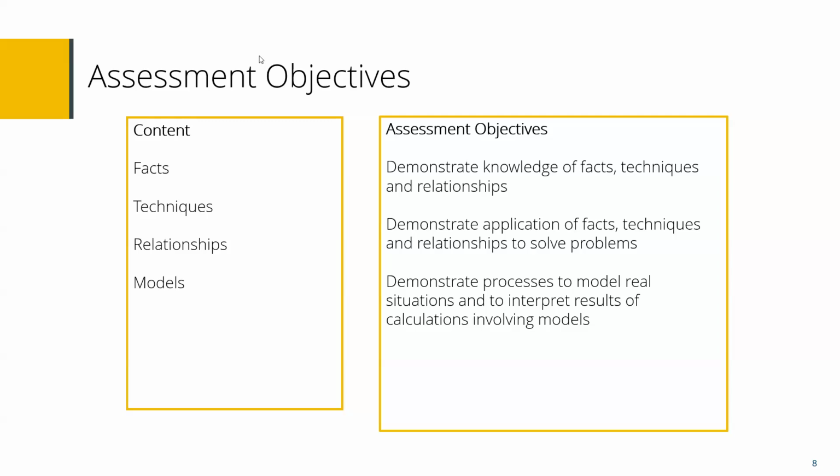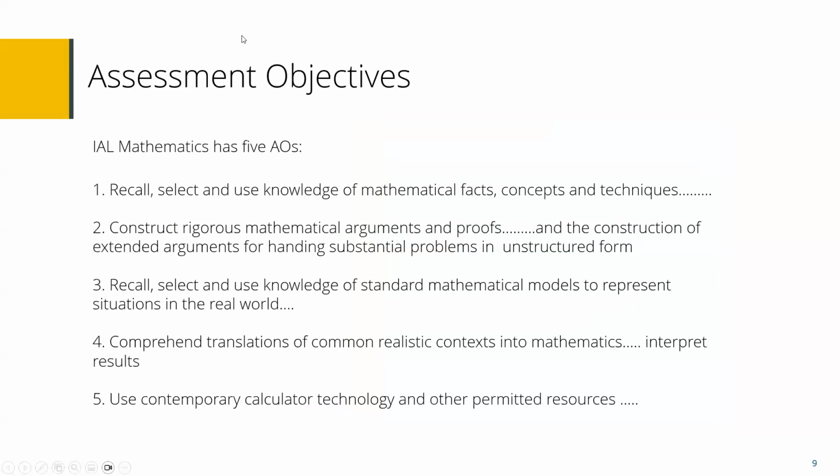Now, the actual detailed assessment objectives are in your delegates booklet as well, and we'll refer to them later on. There are 5 for the International A-Level Mathematics. They're on the screen right now. That's the first one: recall, select, and use knowledge of mathematics, facts, concepts, and techniques. The second one is construct rigorous mathematical arguments and proofs, and the construction of extended arguments for handling substantial problems in unstructured form.